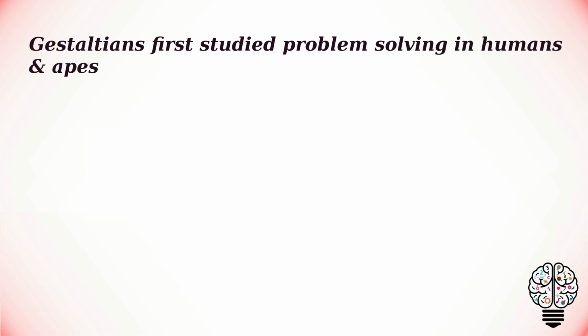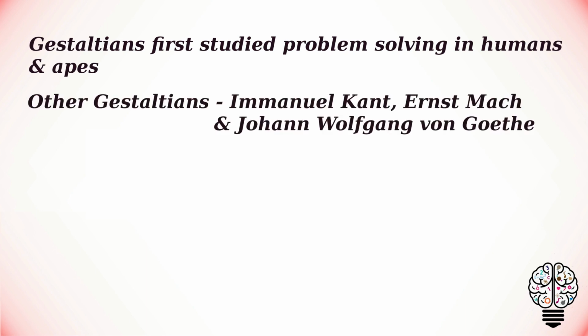Karl Duncker studied general problem solving. Wertheimer and Duncker preferred the broader term productive thinking to problem solving, but it is not used much now. Some of the other thinkers who influenced the development in this area of psychology are Immanuel Kant, Ernst Mach, and Johann Wolfgang von Goethe. Gestalt psychology was a forerunner to modern cognitive psychology.